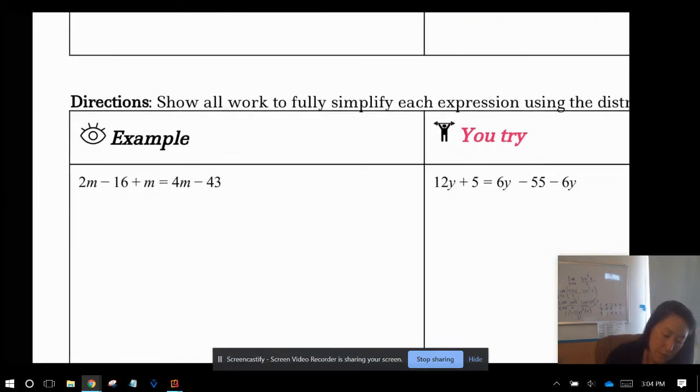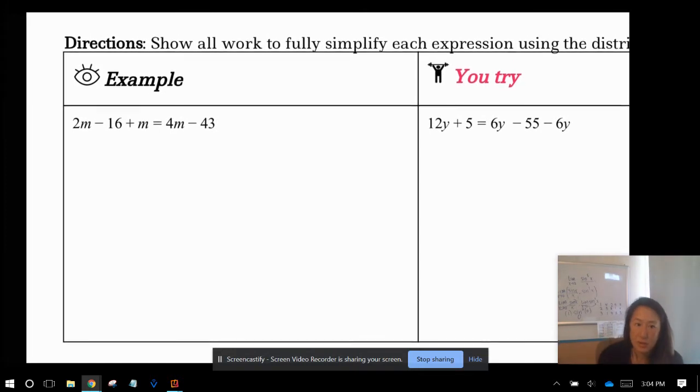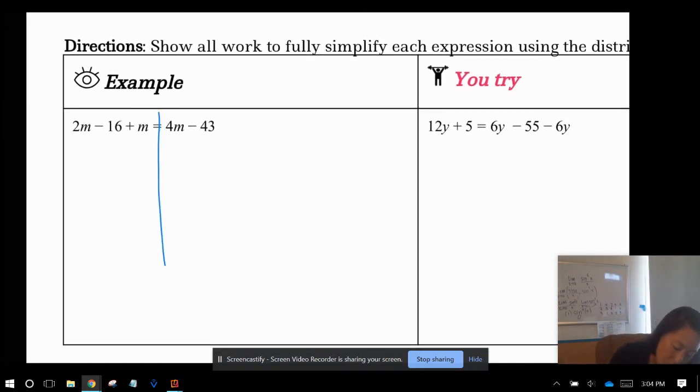Okay, let's do a few more examples. So we're going to combine all of our like terms first. So I have 2m plus 1m gives me 3m. If I'm combining on one side of the equal sign, I just do whatever signs are there. So 2 plus 1 gives me 3. Minus 16 is equal to 4m minus 43. All right, so I'm going to subtract 3m from both sides.